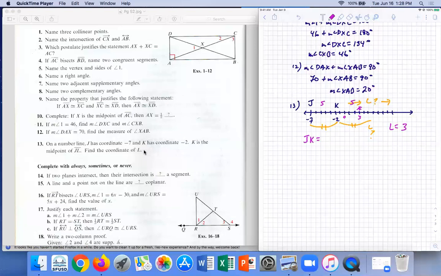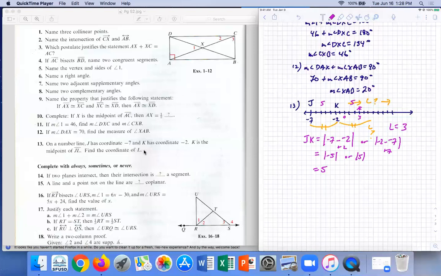The distance between J and K is 5. Let's say you don't want to do it visually, graphically, right? You can say the distance between J and K is the absolute value of the difference. It doesn't matter if you do -7 minus -2, or -2 minus -7. When you take the absolute value, it's the positive distance, right? So the absolute value of -5, or the absolute value of 5, it's 5 units.